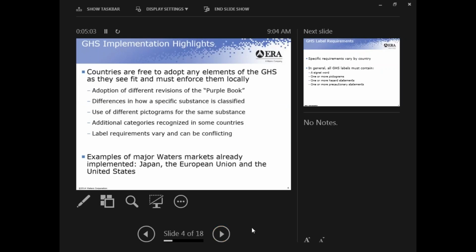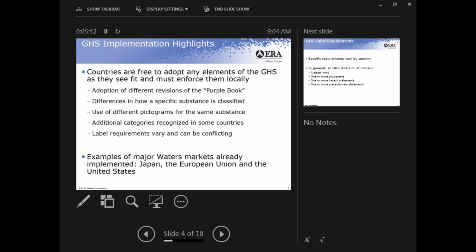When GHS is implemented into a country, the countries who adopt GHS are really free to adopt these elements in the best way that they see fit. There are different versions of the Purple Book. China is on one version, the United States is on a second, different version, and there are other countries on other versions as well. So sometimes GHS can be unharmonized, in that different countries have different requirements and they can all enforce them locally.